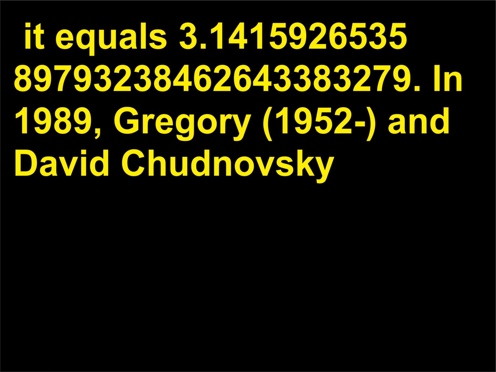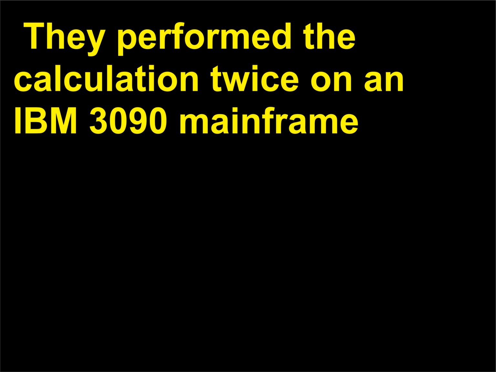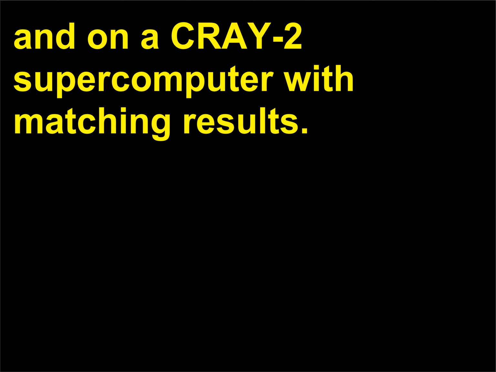In 1989, Gregory, 1952, and David Chudnovsky, 1947, at Columbia University in New York City calculated the value of pi to 1,011,961,691 decimal places. They performed the calculation twice on an IBM 3090 mainframe and on a Cray 2 supercomputer with matching results.